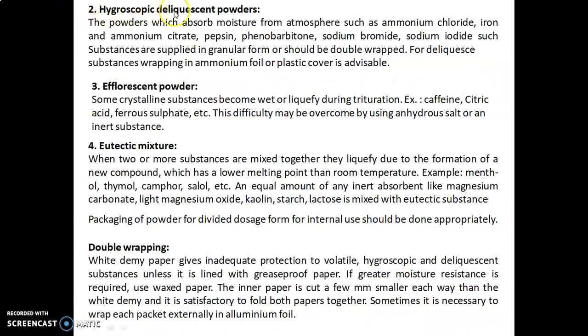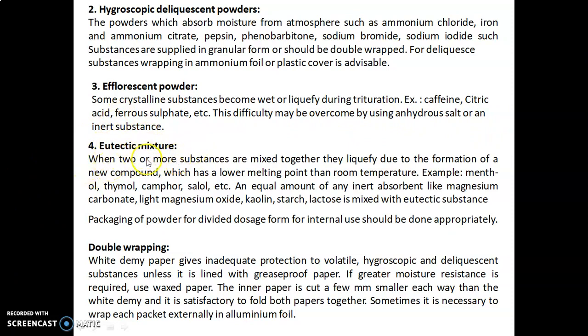Then second one, for hygroscopic and deliquescent powder, the powder which absorb the moisture from the atmosphere such as ammonium chloride, iron and ammonium citrate, pepsin, phenobarbitone, sodium bromide, sodium iodide. Such substances are supplied in the granular form or should be double wrapped. For deliquescent substances, wrapping in aluminium foil or plastic cover is advisable. Third one, that is for efflorescent powder. Some crystalline substances become wet or liquefied during trituration. For example, caffeine, citric acid, ferrous sulfate, etc. This difficulty may be overcome by using the anhydrous salt or an inert substance.